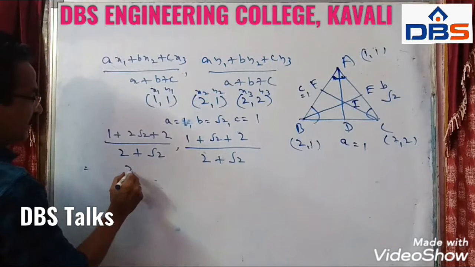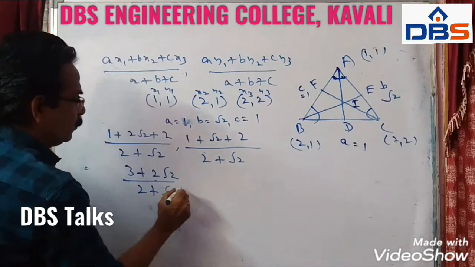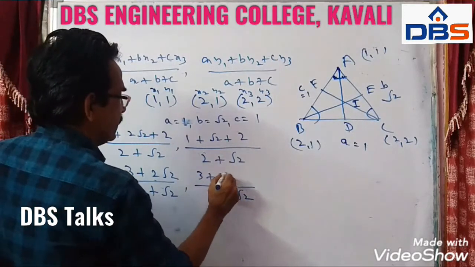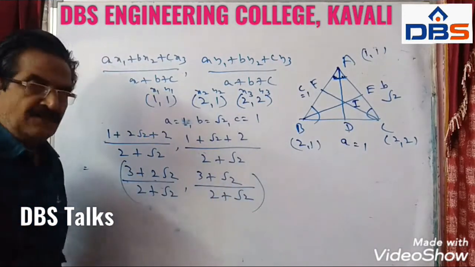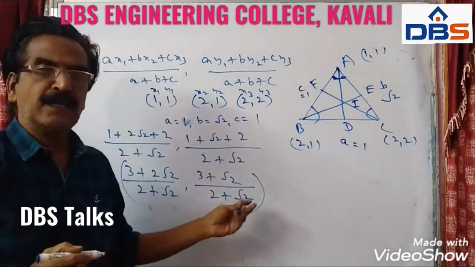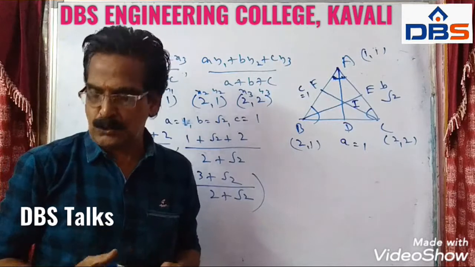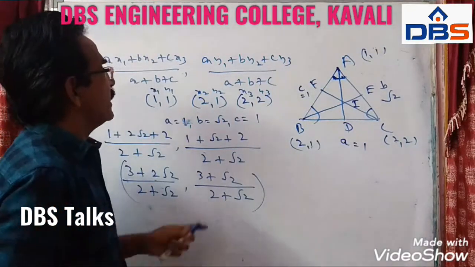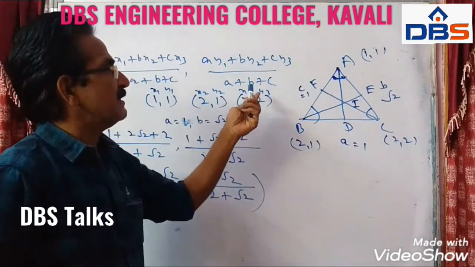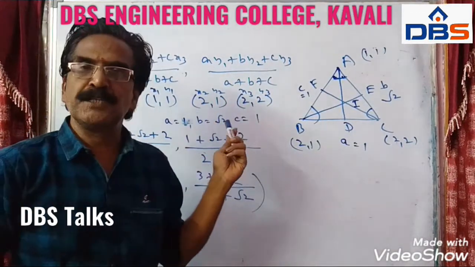So 2 plus 1, 3, so 3 plus 2 root 2 by 2 plus root 2, and 2 plus 1, 3, 3 plus root 2 by 2 plus root 2. These are the coordinates of the incenter: (ax1 + bx2 + cx3) / (a + b + c), (ay1 + by2 + cy3) / (a + b + c). So first you have to find the values of small a, small b, small c, then substitute the values.